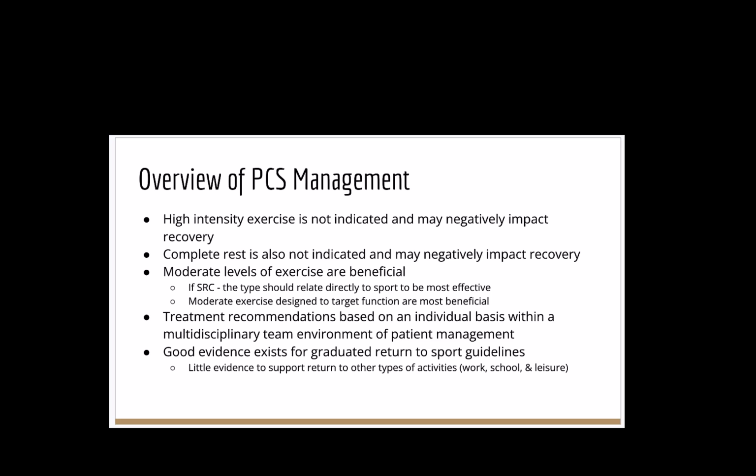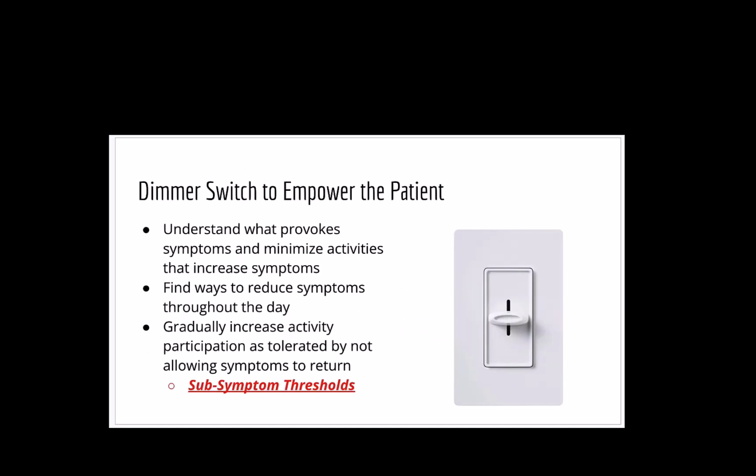In addition to that moderate level of exercise, research shows that if that exercise is sport specific for someone that's had a sport-related concussion, you're probably going to see the most optimal outcomes in return to play types of decision making. For everyone else that's not a sport-related concussion, then targeting function seems to be the most beneficial form of exercise planning, big picture. Let's talk a little bit more about subsymptom thresholds.